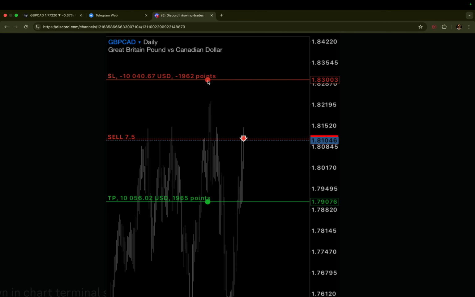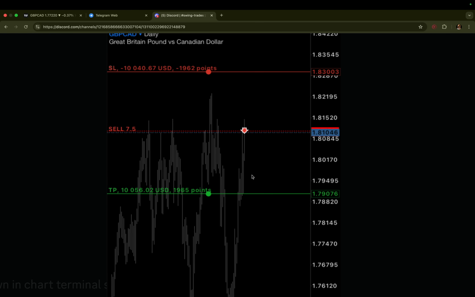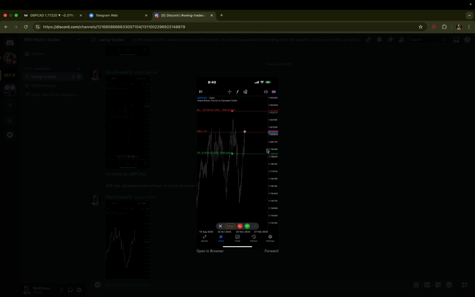I put my stop at an area where I know that, accounting for spread, I'm not going to get stopped if this is going to bounce anywhere in this general region of this zone. And so what happened, I had the target down here, and then this one hit profit.